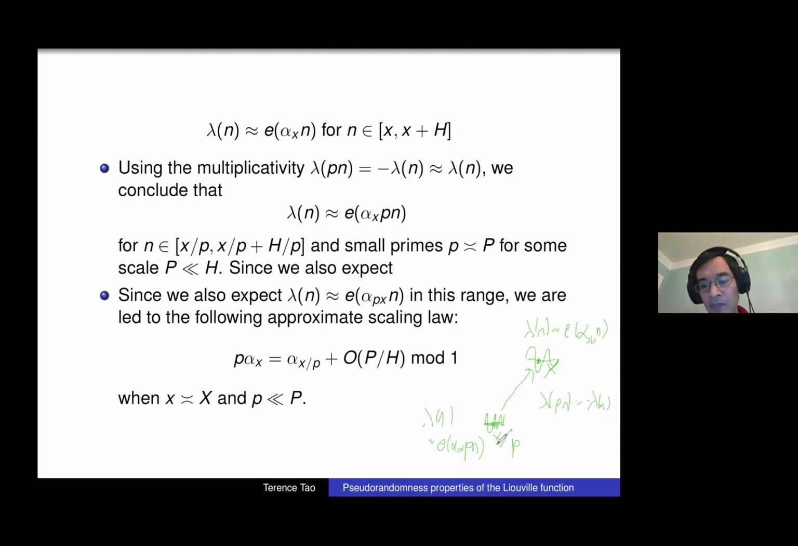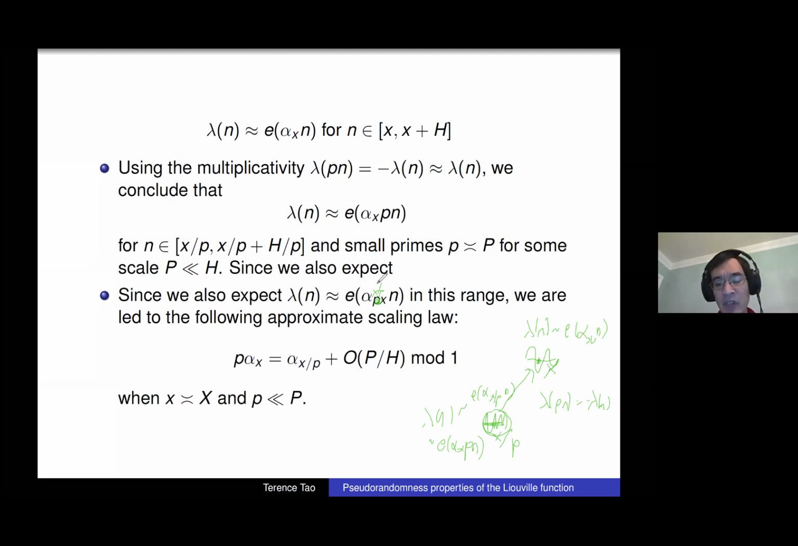Over on this other interval, the frequency is scaled by p, so it should oscillate p times faster. And you can make this rigorous using this sort of Elliott inequality type business. So you also have this frequency over here. But on the other hand, we also expect over here lambda should also oscillate at alpha x over p. So lambda is oscillating at two different frequencies.